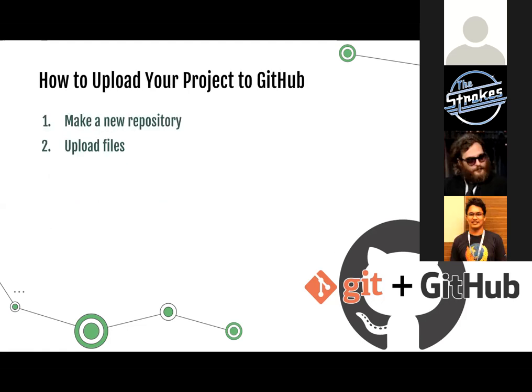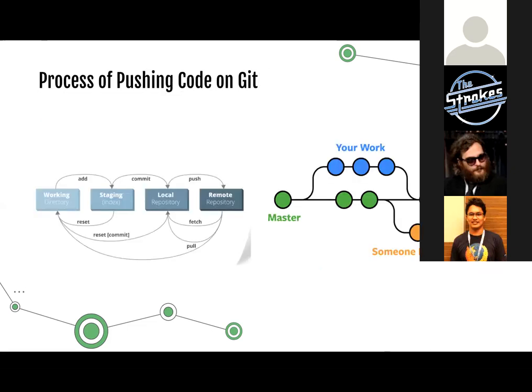So make a new repository and upload files is what I'll be going over right now. And the process of pushing code on Git, as I stated before, you have a working directory and you add stuff to your staging environment, and you could commit it to your local repository and then push it to the remote repository. And then this is another picture of branching and using the master file.